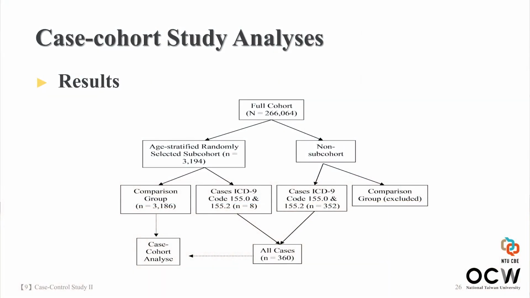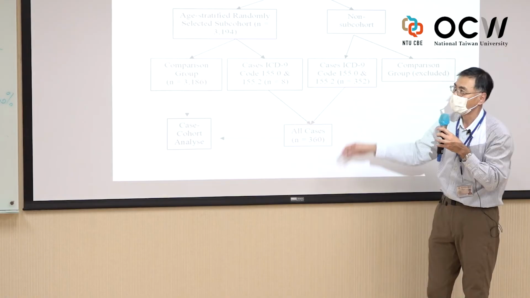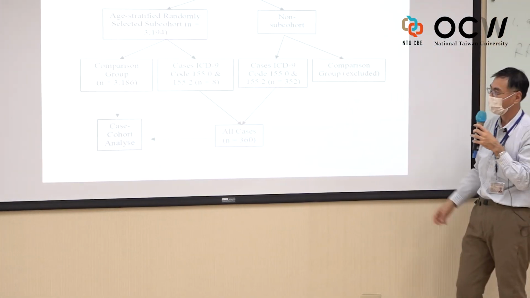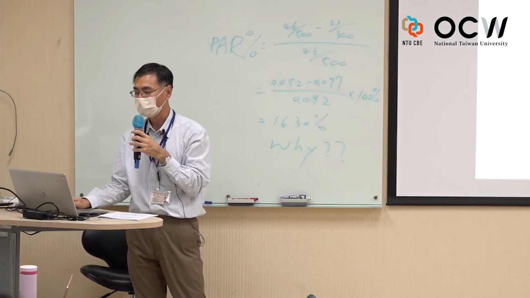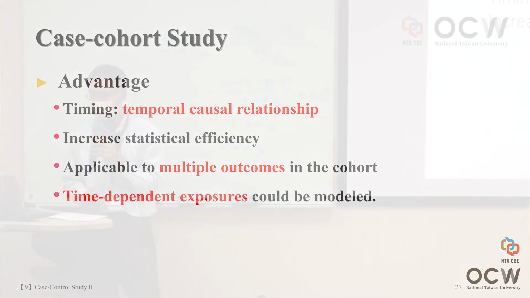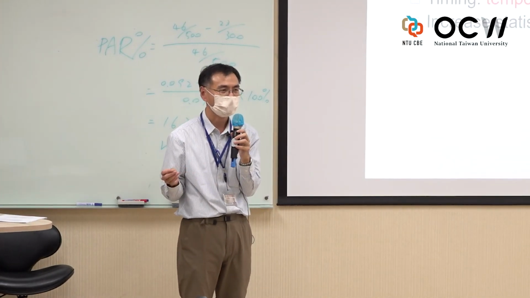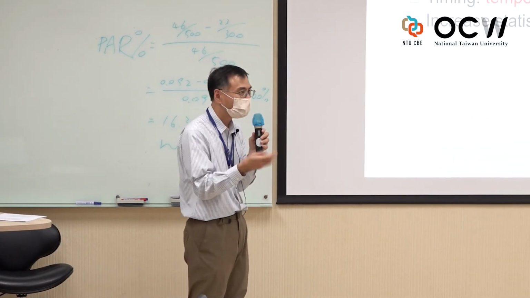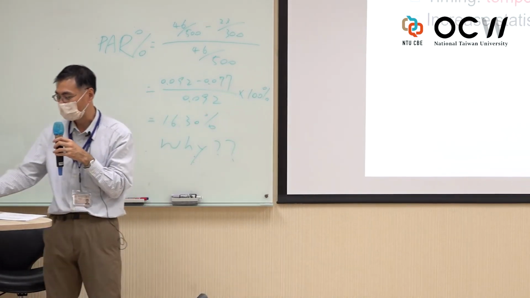We only need to do the comparison of the subcohort from here and the cases from the whole cohort. Let's do the comparison by a modified Cox regression. Okay. The advantage is that we could hold the timing issue to satisfy the temporal relationship in causality, and we could increase the statistical efficiency because we have the issue about timing, right? Rather than nested case control studies, where everything is retrospective, now we get extra information about timing, so we have more statistical power to identify the differences.